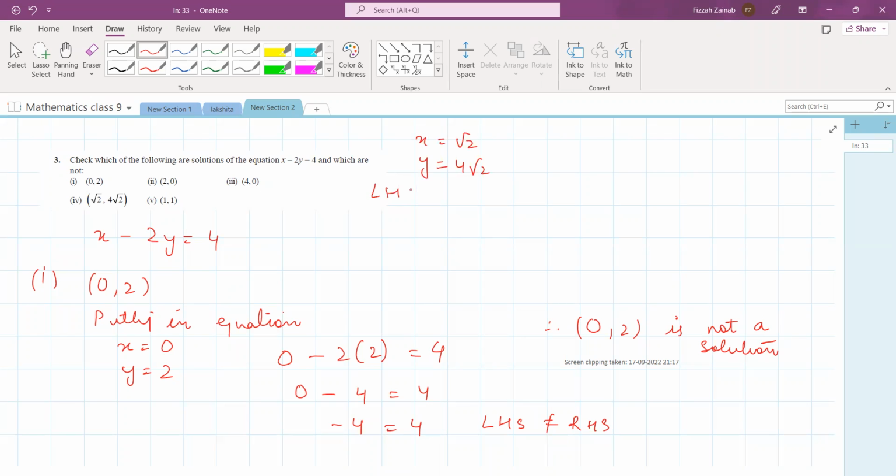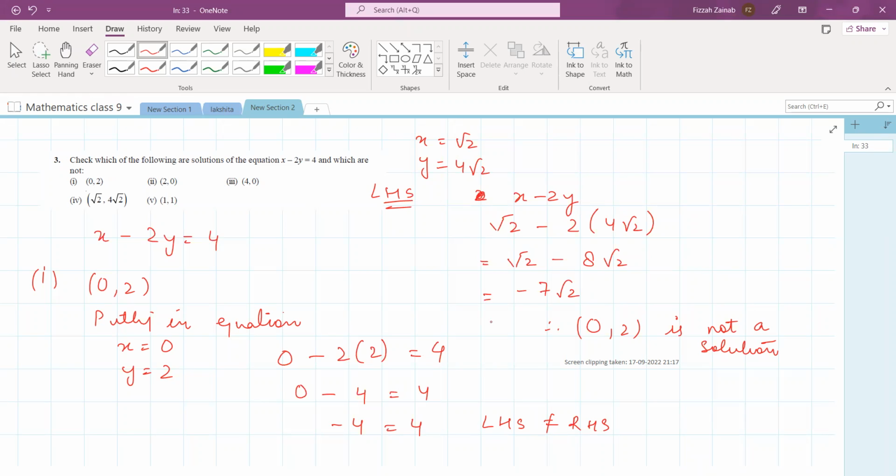Okay, so let us solve the LHS. So LHS is x minus 2y. So put this: under root 2 minus 2 into this 4 under root 2, correct? So this is under root 2 minus 2 into 4, which is 8 under root 2, right? Now because both are under root 2, you can subtract them or add them because they are similar terms, same unit. So 1 under root 2 minus 8 under root 2, so you get minus 7 under root 2, Jasmine. Clear?